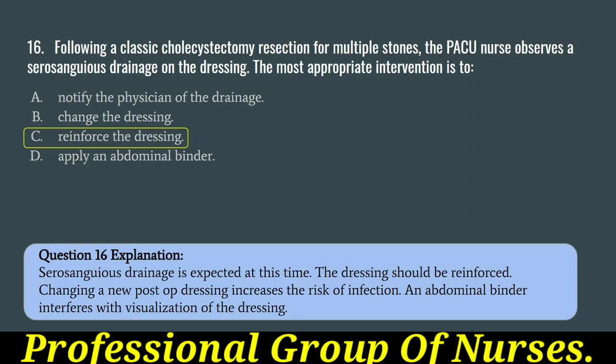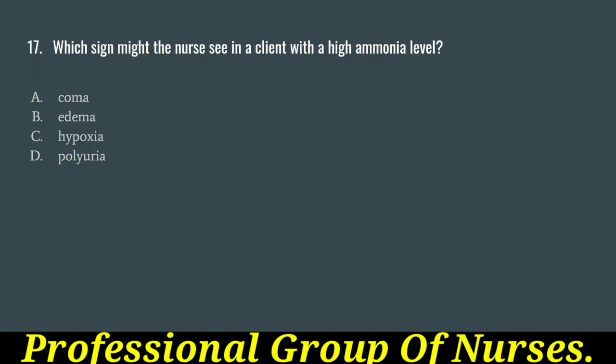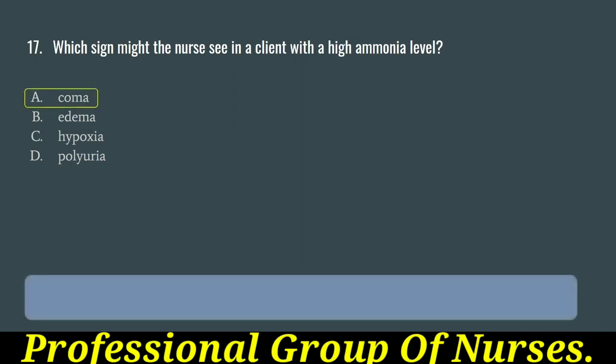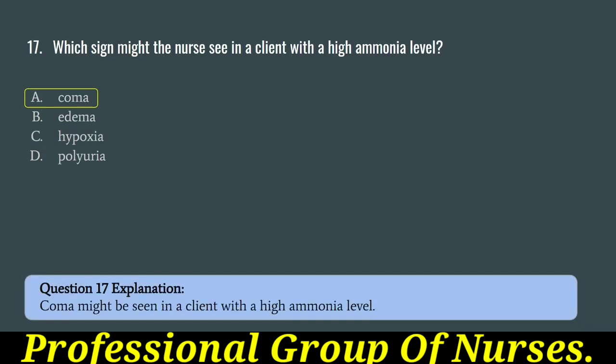Question 17. Which sign might the nurse see in a client with a high ammonia level? A. Coma. B. Edema. C. Hypoxia. D. Polyuria. Answer: A. Coma. Explanation: Coma might be seen in a client with a high ammonia level.